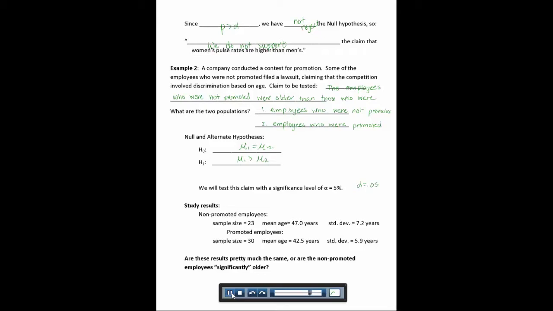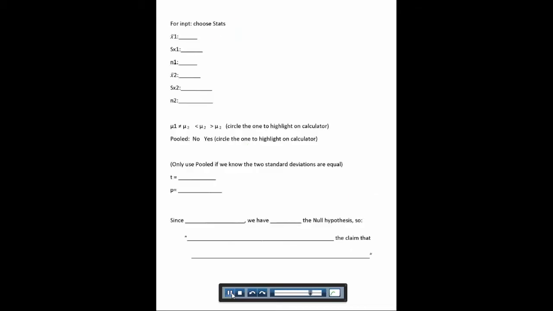So here are our study results. For non-promoted employees, that's our sample 1, we have a sample size of 23, so that's our n1. Our average age, x bar 1, is 47. And our standard deviation, sx1, is 7.2. The ones who were promoted, we had 30 of them, so our n2 is 30. Their mean age was 42.5, so that's our x bar 2. And their standard deviation was 5.9. You're going to put all of that in your calculator.